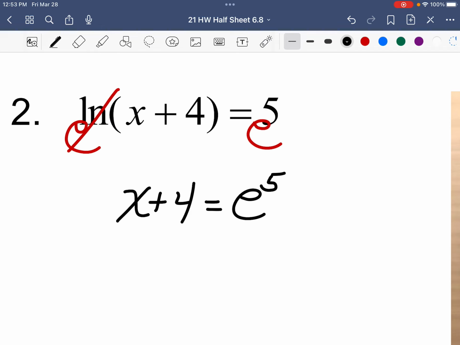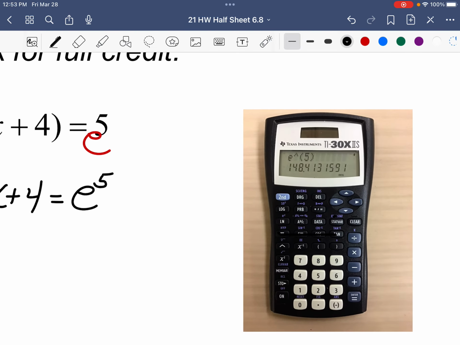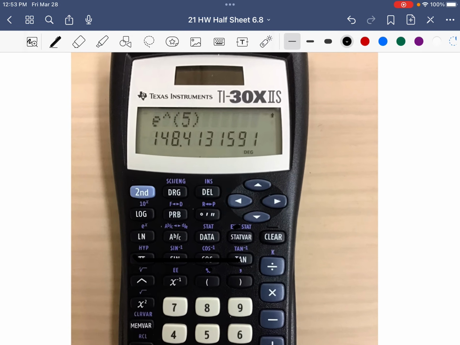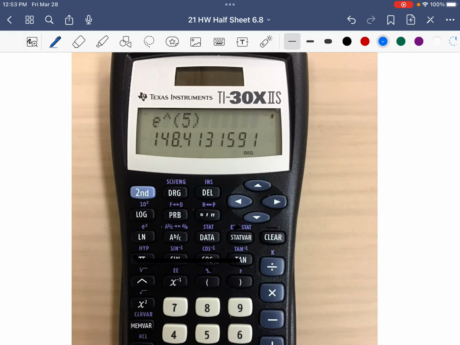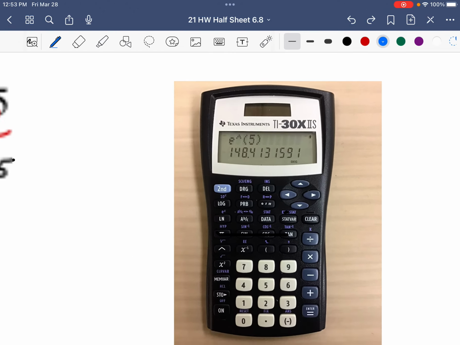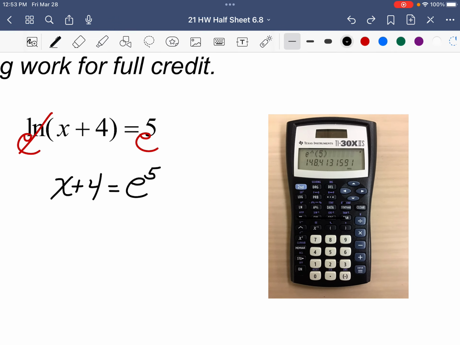What is e to the 5th? Another calculator computation. So make sure you know how to use your E button. Now that E button is this e to the x command, which is second ln. So you're going to hit second ln, and that's going to give you this e to the x command where you can just do e to the 5th power. Looks like it's 148.41.